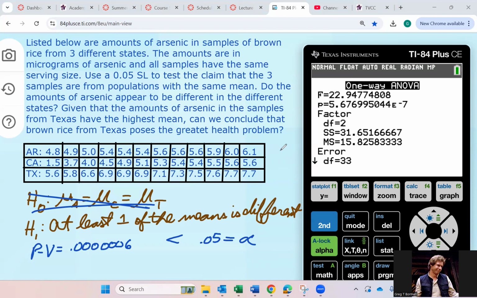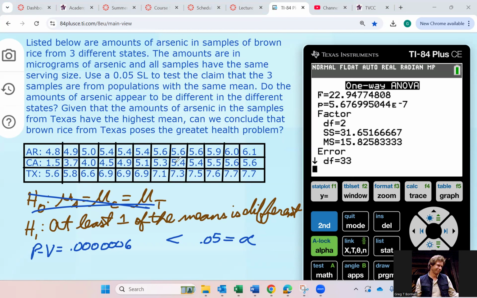Given that the amounts of arsenic in the samples from Texas have the highest mean, can we conclude that brown rice from Texas poses the greatest health problem? Feel free to pause this to think about it. Okay, you had a chance to pause. So the answer is no. Based on our evidence, the answer is no.